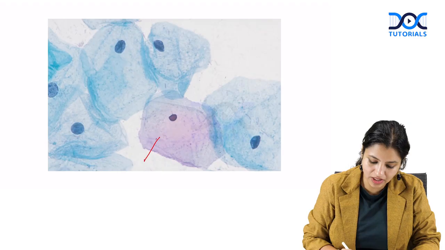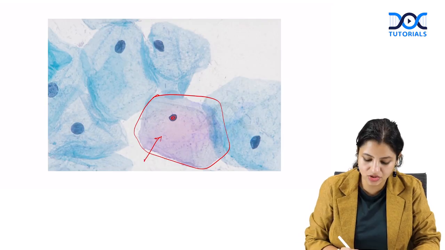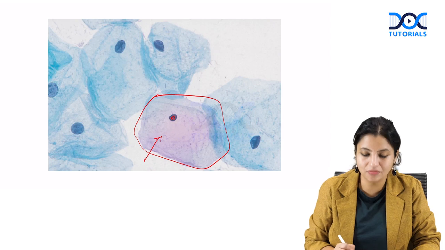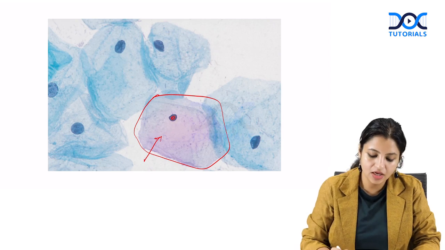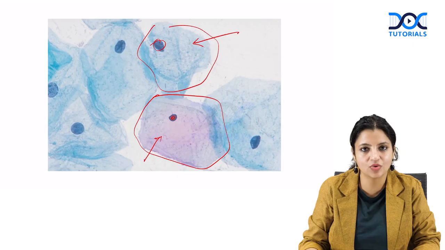So you see this pink colored squamous cell. This polygonal pink colored squamous cell with a pyknotic nucleus is a superficial squamous cell. The nucleus is blue because of hematoxylin, and the pink color you see is eosin azure giving you that pink color. Now look at the blue color in the cytoplasm, with again a polygonal cell with a little bigger nucleus. This is an intermediate squamous cell.